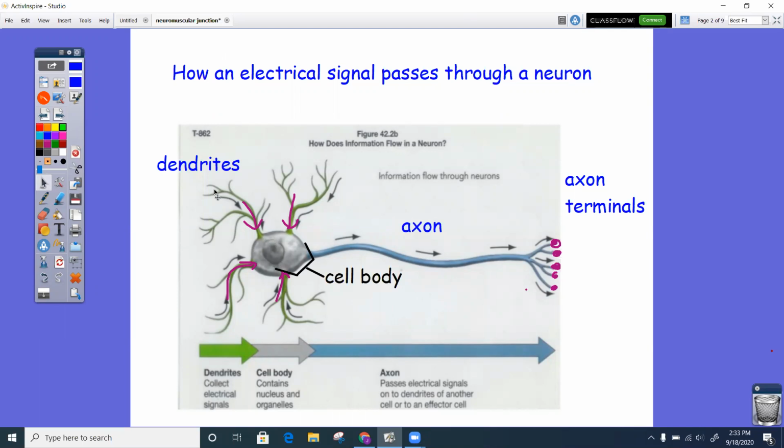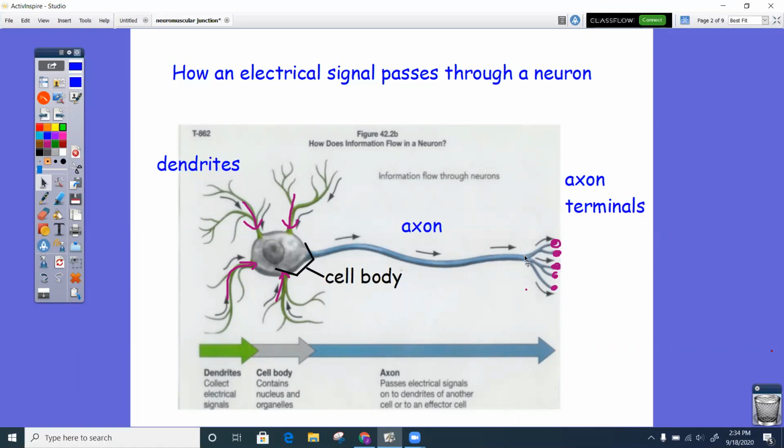These little branch-like structures here are called dendrites, and they are the receiving end of a neuron. They receive impulses from other neurons. Then the signal gets passed to the main part of the cell, where the nucleus and a lot of the organelles are, and that's called the cell body. The message then gets sent down this tail-looking structure, which is called the axon.